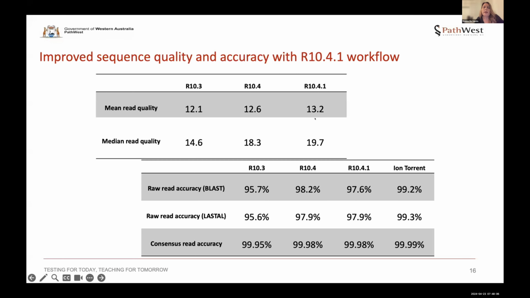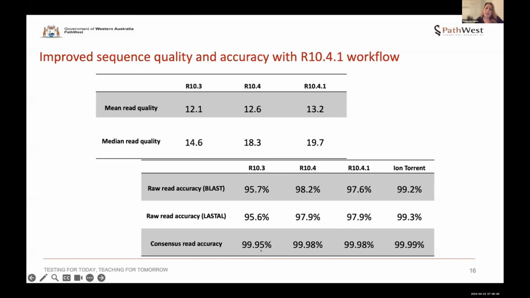And you can see that there is an improvement in read quality from the 10.3 to the 10.4 and then 10.4.1. We also looked at raw read accuracy using BLAST and LAST. And we did that for the 10.3, the 10.4, 10.4.1, and compared that to our Ion Torrent accuracy. And you can see that the raw read accuracy using both methods improved with the 10.4 series flow cells and chemistry. So around 98%, which was about 1% difference to the Ion Torrent accuracy.